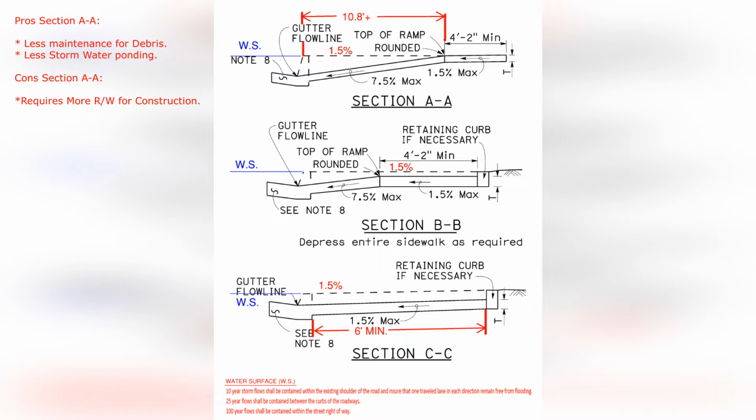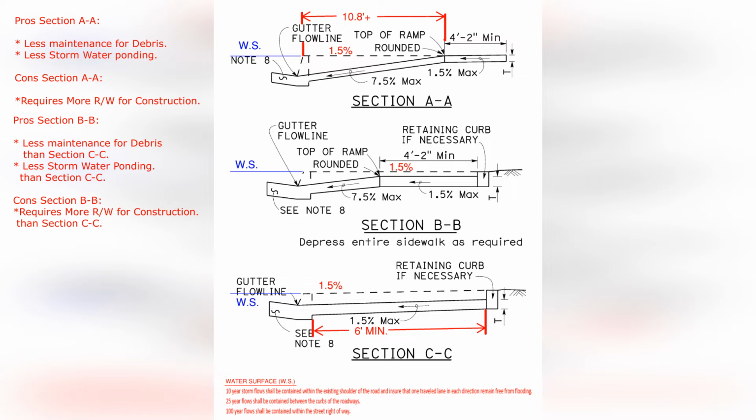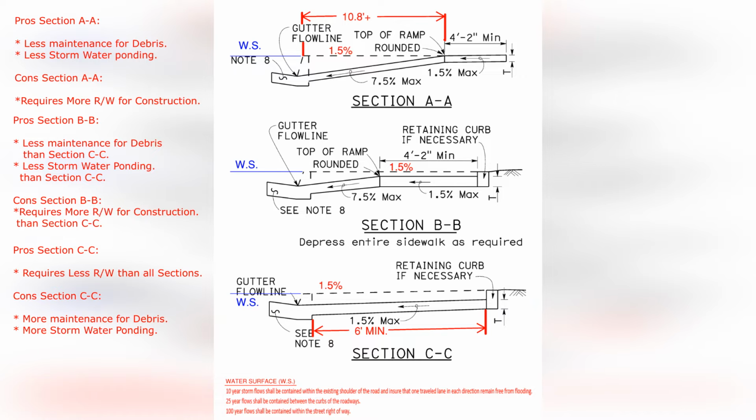The Caltrans Case A ramp, Section A ramp, will have less maintenance, less storm water ponding, but will require more right-of-way. The Caltrans Case B ramp will require less right-of-way than a Case A, but you might have a little bit more storm water ponding and a little bit more sediment buildup depending on the ramp run length. The Caltrans Case C ramp, Section CC, will have more debris and storm water ponding, but this ramp requires much less right-of-way than a Caltrans Case A or Case B.